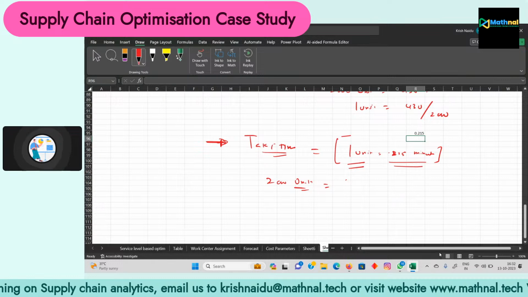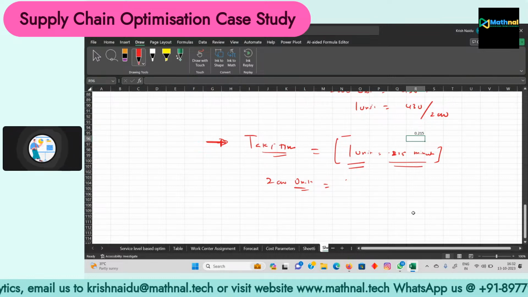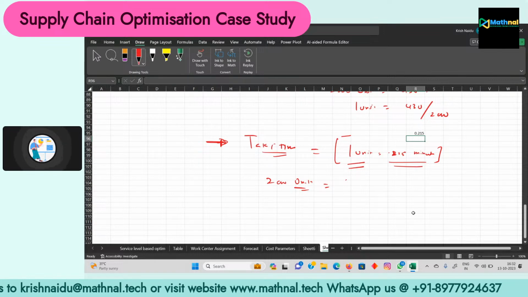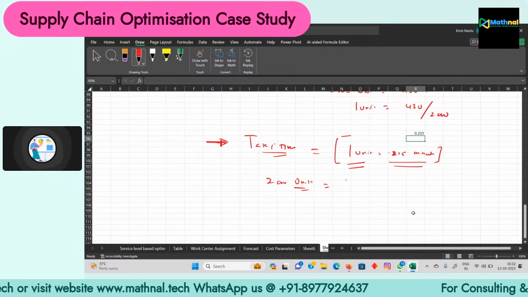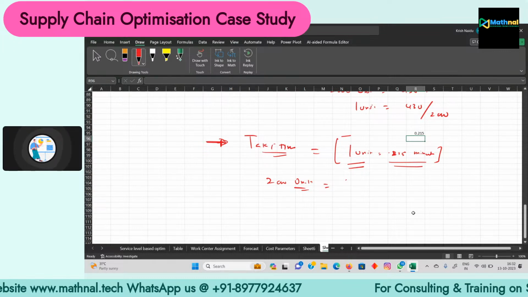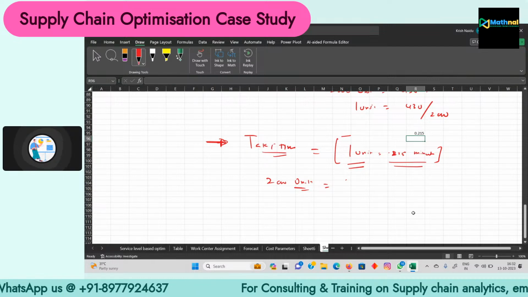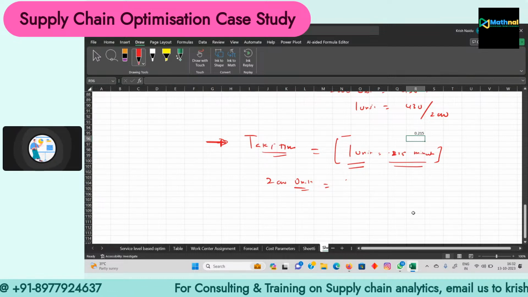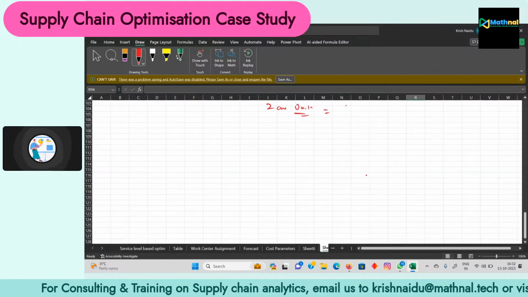This is what we need to compare for each of our work centers. If a product is passing through work centers, how much time is each work center taking, what is the bottleneck, and whether it is matching the takt time or not. If it's not matching the takt time, what should we do? We will look at all those things in the upcoming session.